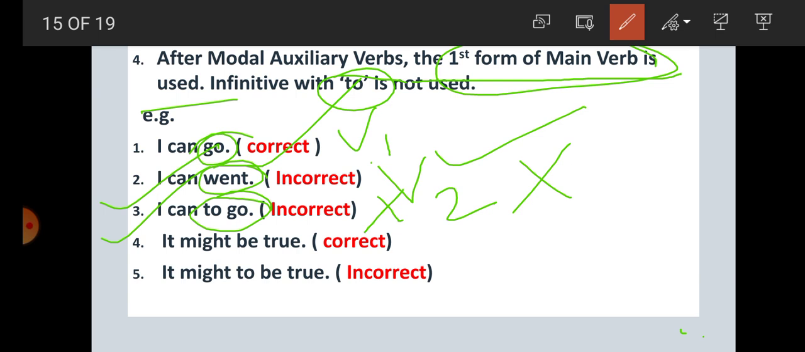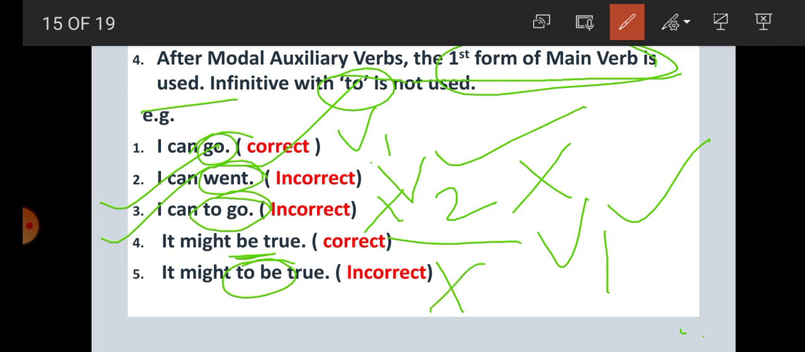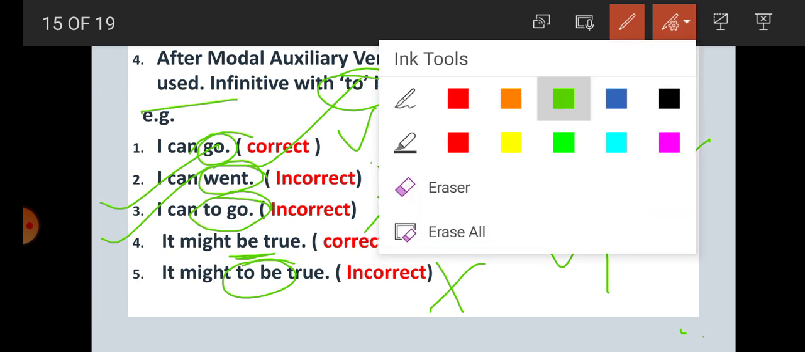Fourth example, student, it might be true. So here might is the modal auxiliary verb, and be is what? Be is V1. So this is a correct sentence. It might to be true. So what is to be here, student? To be is an infinitive, and that's why this is an incorrect sentence. Okay, so here, student, this is clear that modal auxiliary verbs always accept the first form of the main verb, and infinitive with to is not used with modal auxiliary verbs.